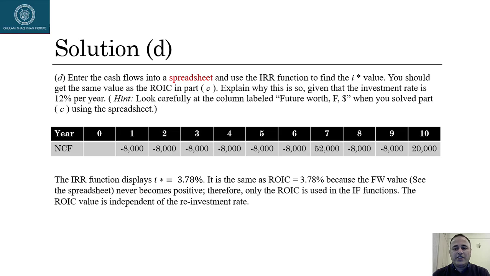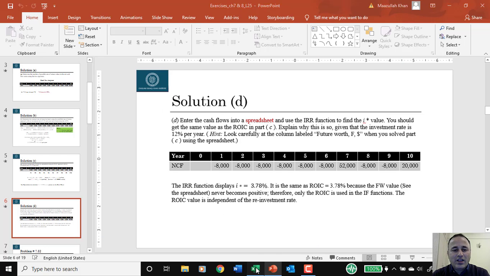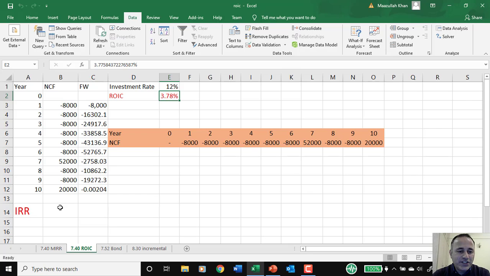Now section D. Section D says, enter the cash flows into a spreadsheet and use the IRR function to find the i value. You should get the same value as the ROIC in part C. Okay, so let's do that. I already have all the numbers here.